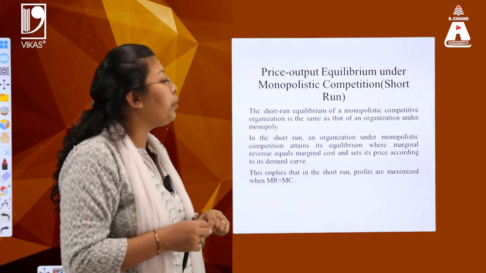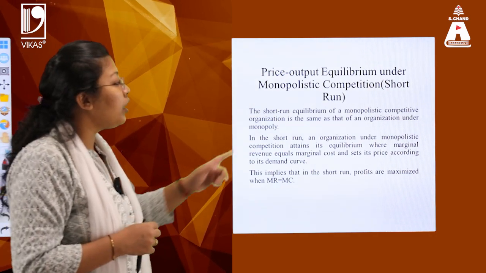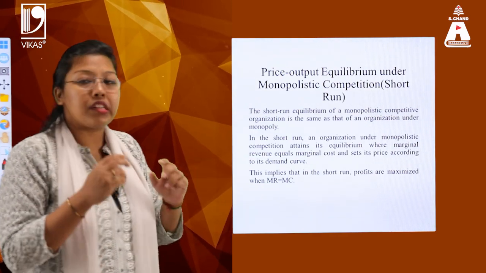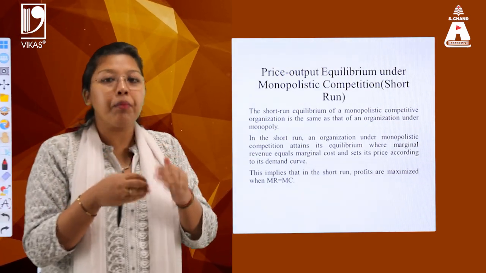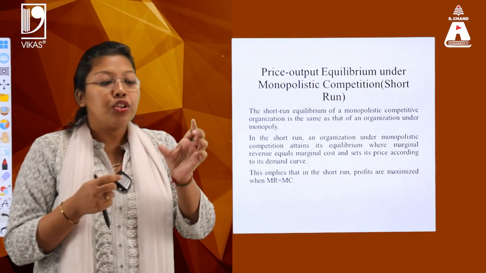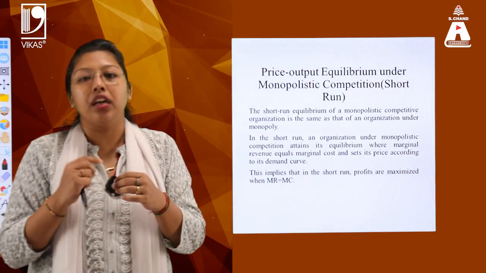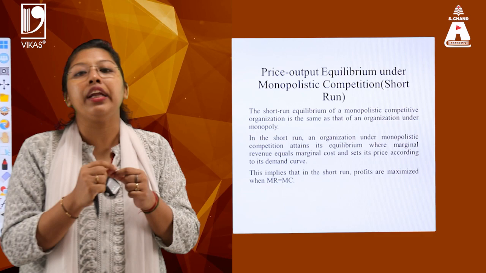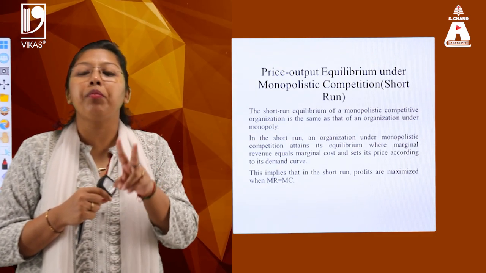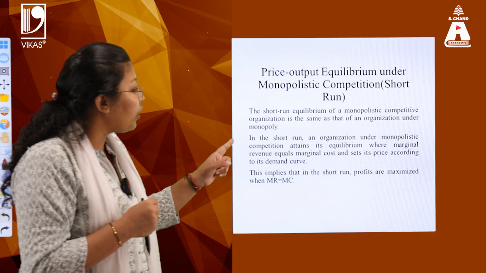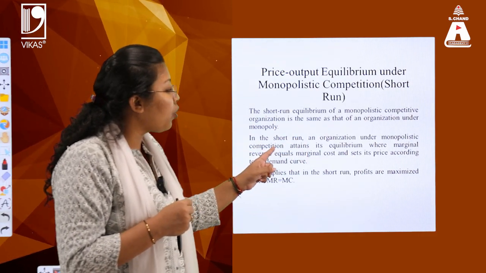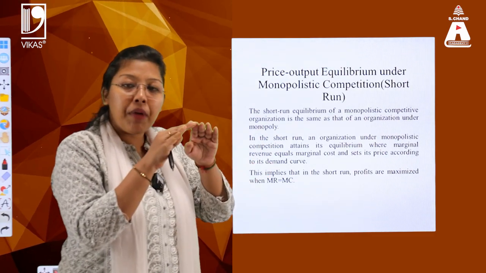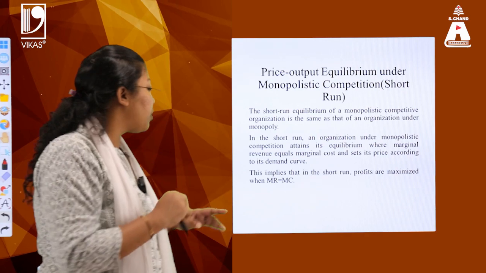So the short run equilibrium of a monopolistic competitive organization is the same as that of the organization under monopoly. What will you see in a monopoly or in monopolistic competition? In the short run they will be the price maker. So even after making the price, they need to have one such point where both their marginal revenue and marginal cost are matching up. So what is happening? An organization under monopolistic competition attains its equilibrium when it is able to match its marginal revenue with the marginal cost.